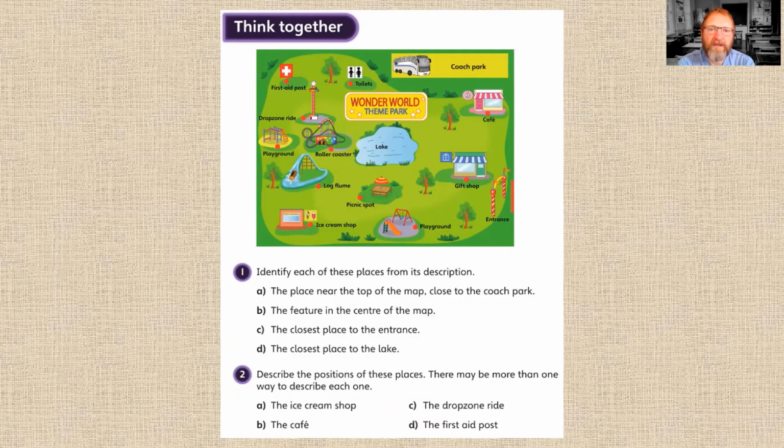Think together. Question 1, identify each of these places from its description. And question 2, describe the position of these places. There may be more than one way to describe each one.